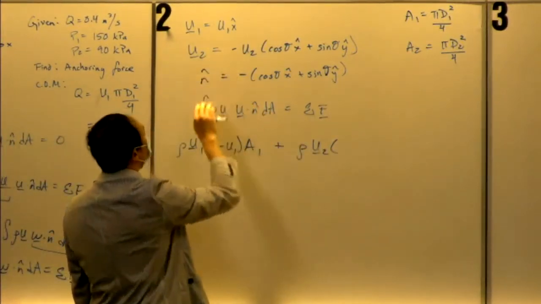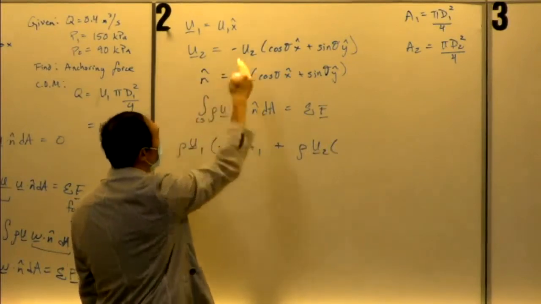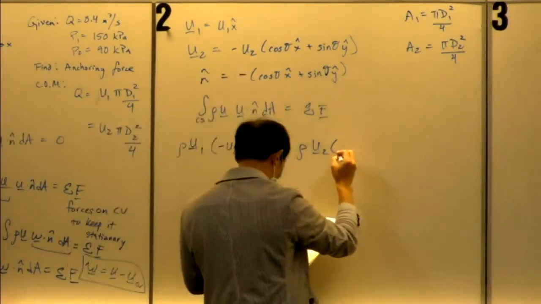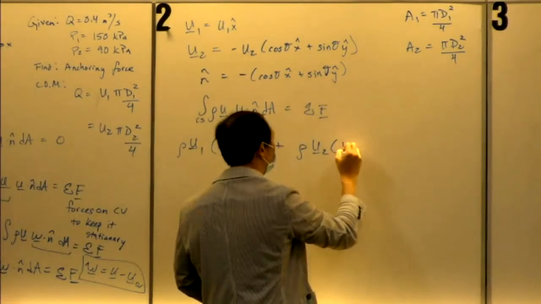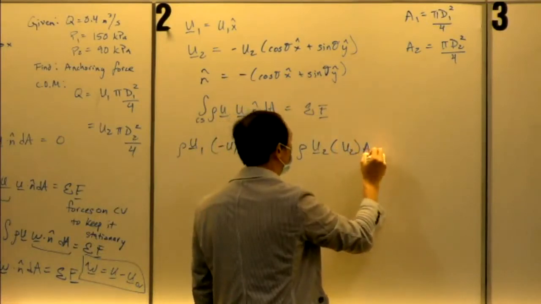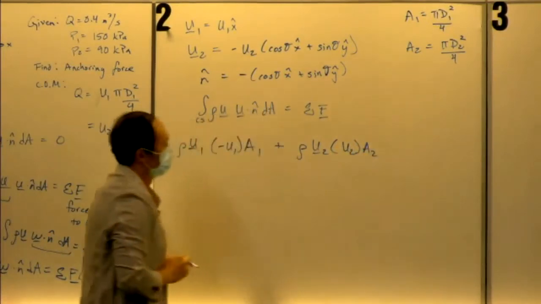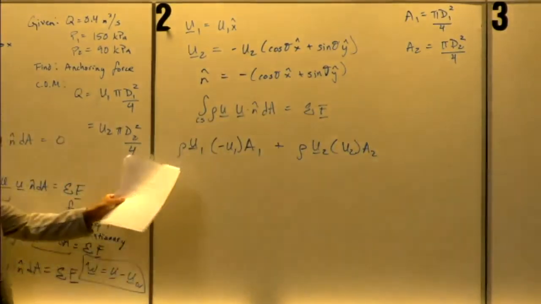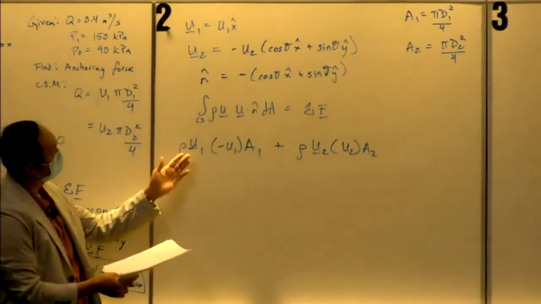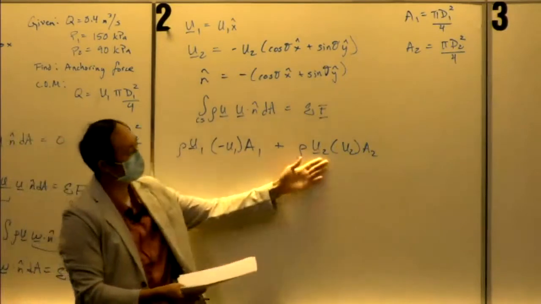N dot u2 is just going to be magnitude u2 because it's an inlet. There's no negative sign. Oh, sorry, it's an outlet. Okay, so this is a vector equation. You've got an x component on this side and an x and y component here.